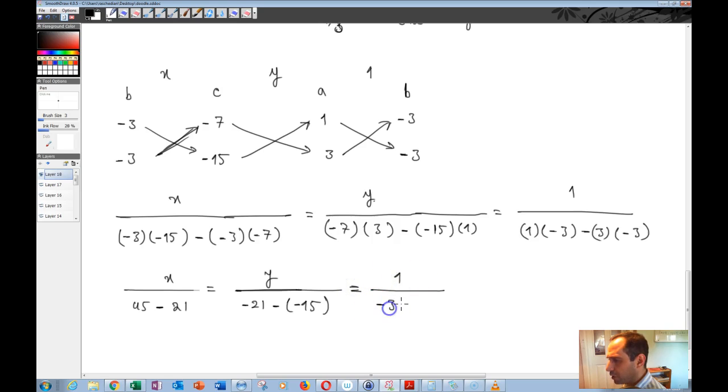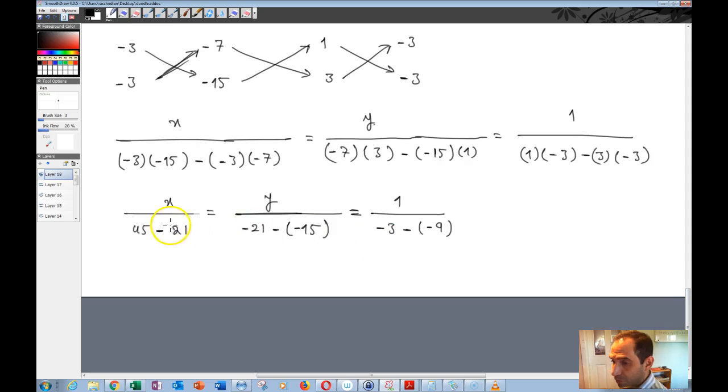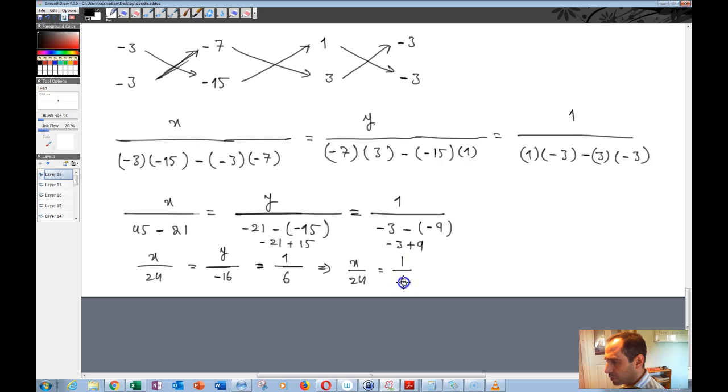And here you have 1 over negative 3 minus negative 9. And that's equal to, well, 45 minus 21 is equal to 24. So x over 24 is equal to, that's negative 21 plus 15. So negative 1 plus 15 is equal to negative 16. Y over negative 16, and that's equal to basically negative 3 plus 9. So 9 minus 3 is equal to 6. Right? So then basically that means that x over 24 is equal to 1 over 6.